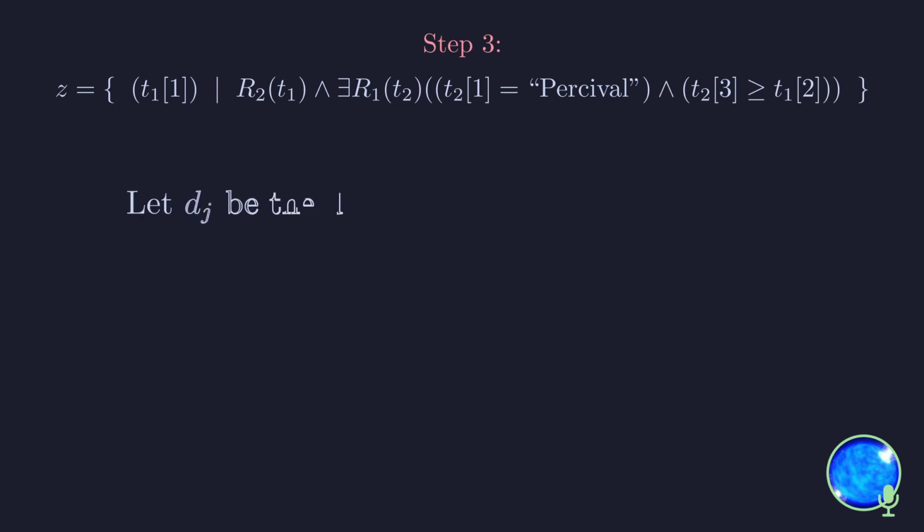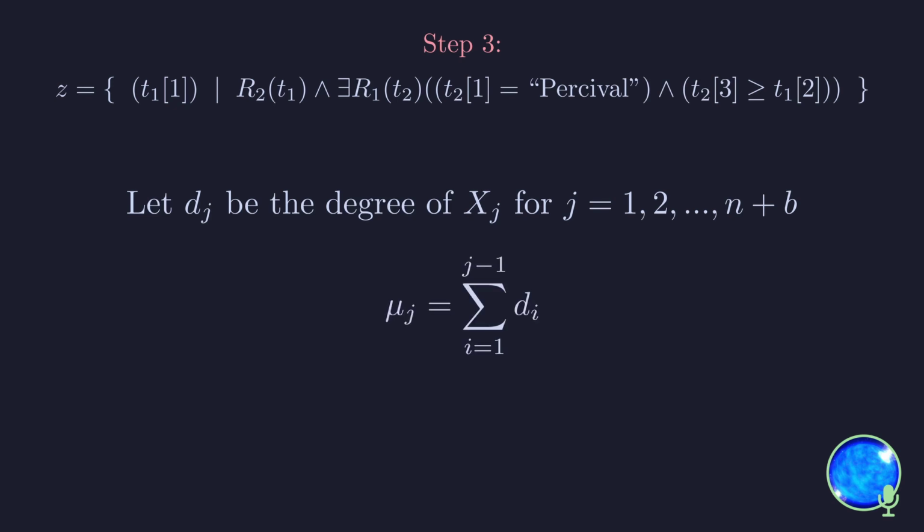Now, if we let Dj be the degree of relation Xj for j equals 1, 2, up to n plus b, we can define μj as the sum of all degrees before relation j. This is super useful to select the correct attributes in the cross product. In our case, μ1 is equal to 0 and μ2 is equal to 2.